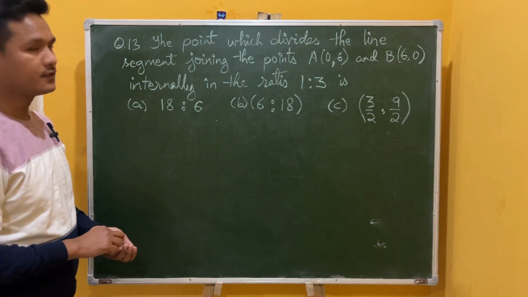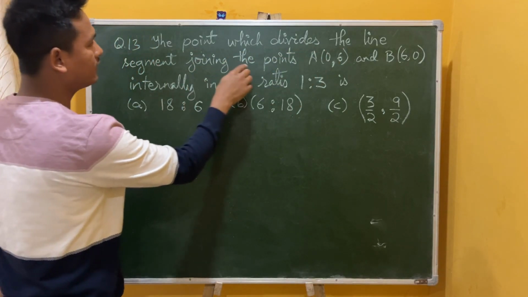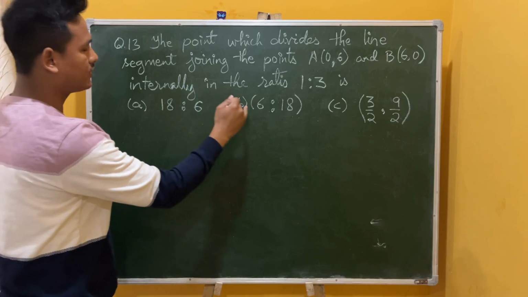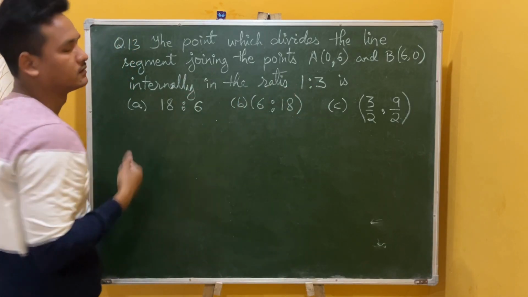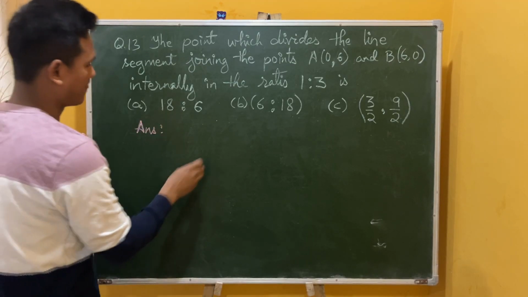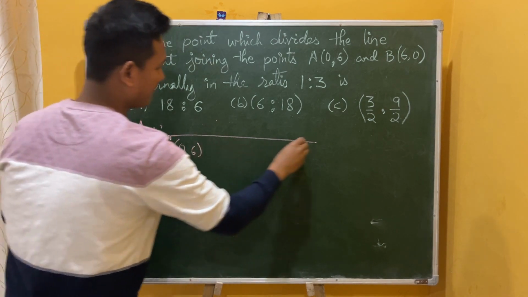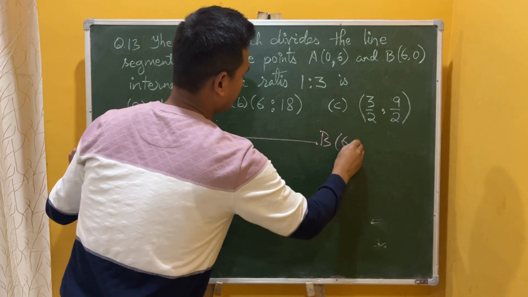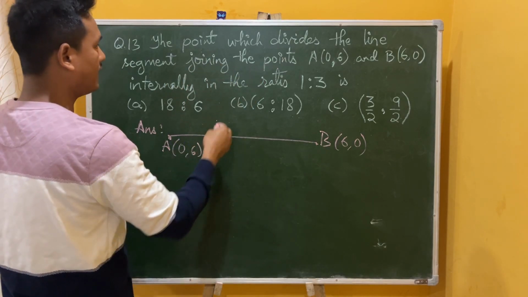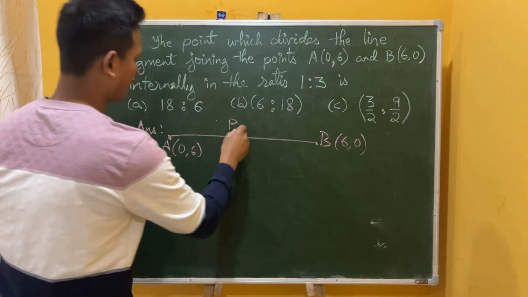All right, this is question number 13. It says the point which divides the line segment joining the points A 0,6 and B 6,0 internally in the ratio 1:3 is, which one is it? So let's solve this question. Let's say this is A 0,6 and B is 6,0. The point which divides the line internally, let's say the point is here, P. We'll have to find that point.